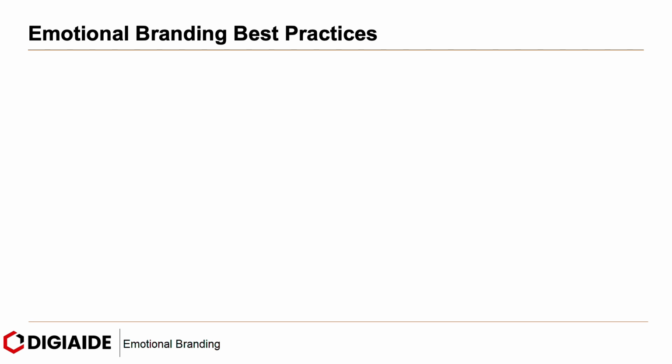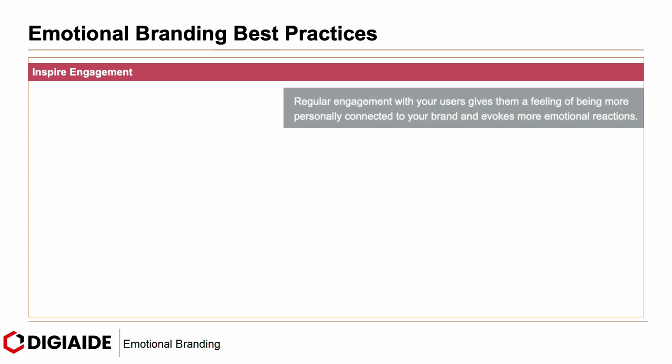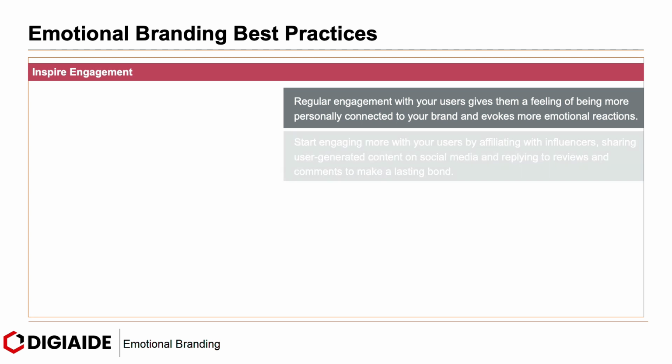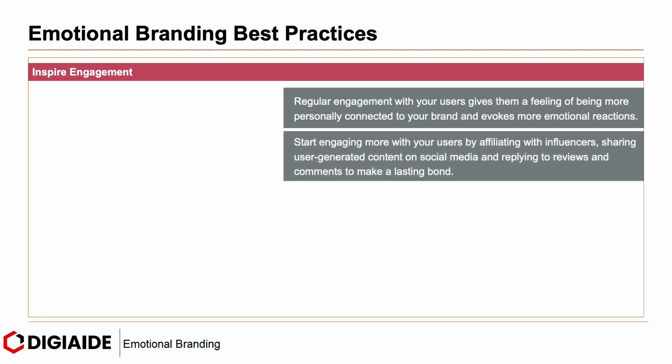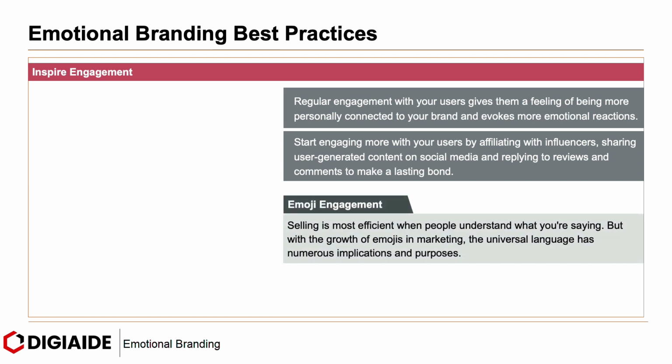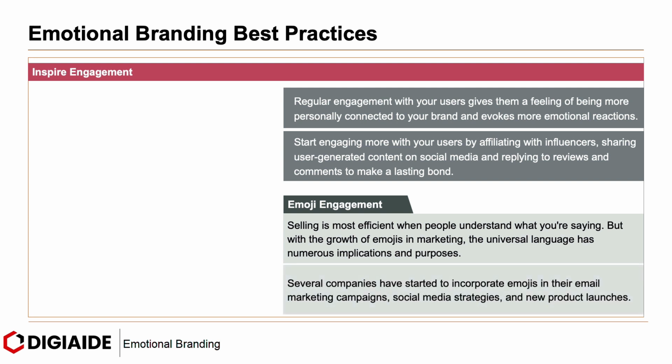Next is to inspire engagement. Regular engagement with your users gives them a feeling of being more personally connected to your brand and evokes more emotional reactions. Start engaging more with your users by affiliating with influencers, sharing user-generated content on social media, and replying to reviews and comments to make a lasting bond. Example, the emoji engagement. Selling is most efficient when people understand what you are saying. But with the growth of emojis in marketing, the universal language has numerous implications and purposes. Several companies have started to incorporate emojis in their email marketing campaigns, social media strategies, and new product launches.